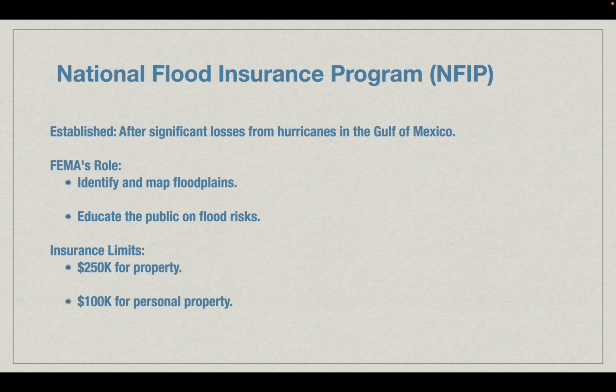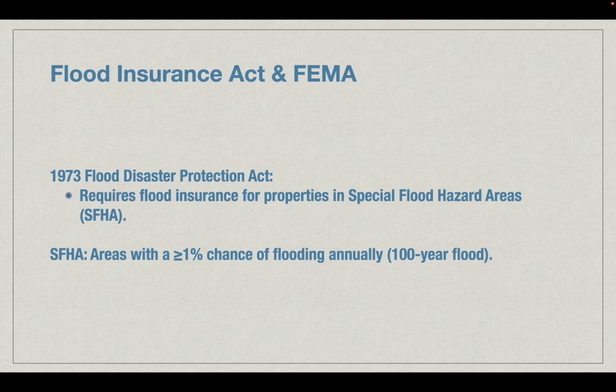The National Flood Insurance Program, NFIP, was established after some big hurricanes caused a lot of damage in the Gulf of Mexico. FEMA, Federal Emergency Management Agency, plays a big role here. They identify floodplains, map them out, and educate the public about flood risks. The NFIP has limits on how much it will pay out, up to $250,000 for the property itself and $100,000 for personal property.